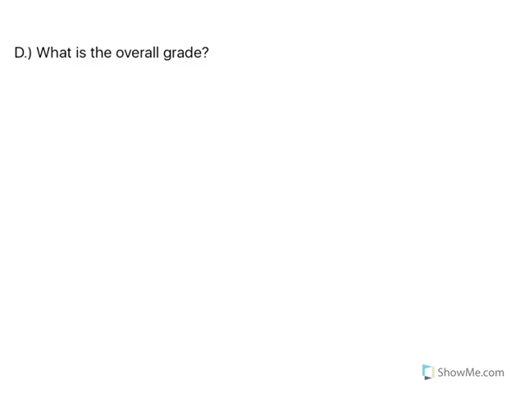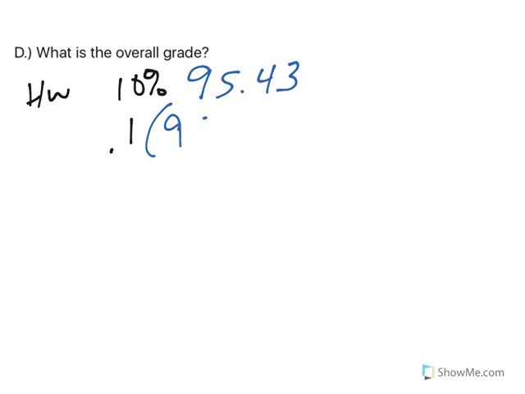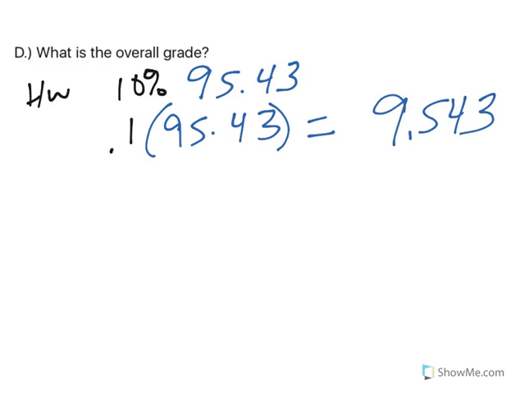You'll recall the first one was homework. Homework was 10% of your grade, and we earned a 95.43. To find the number of points we earned for the homework, we multiply those together. So 0.1 times 95.43 means I earned 9.543 points on your homework. And you can do this as one big equation if you want. I'm just going to show you step by step.